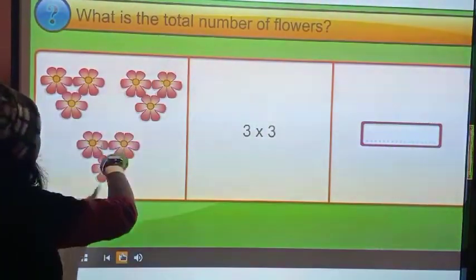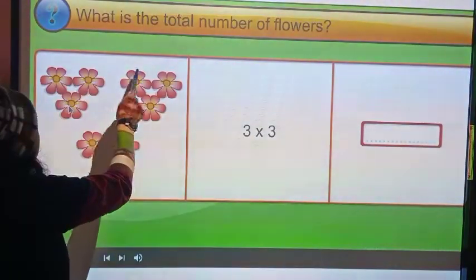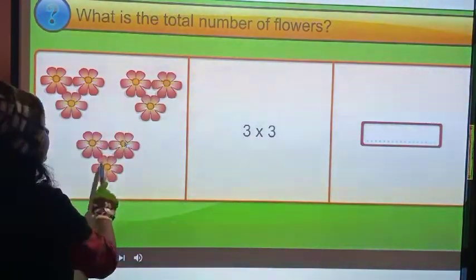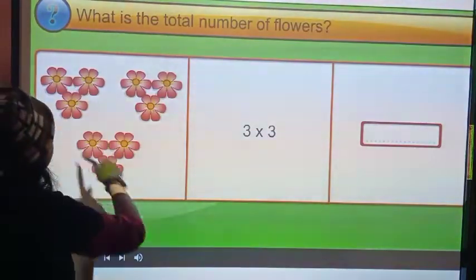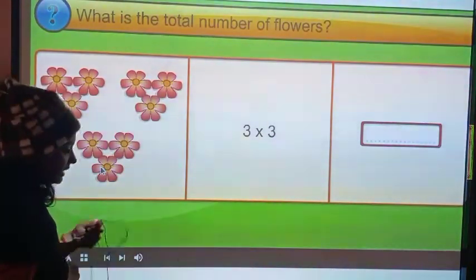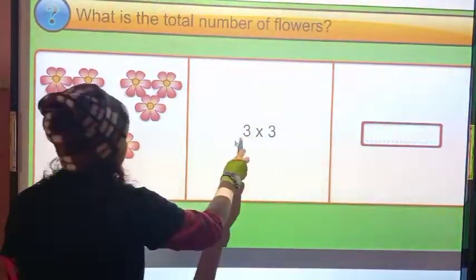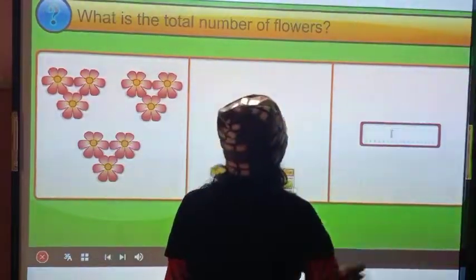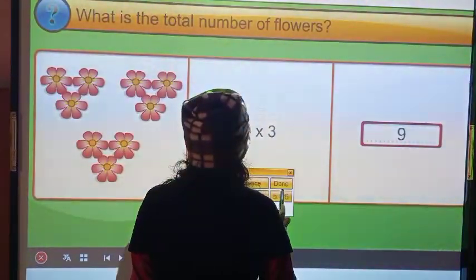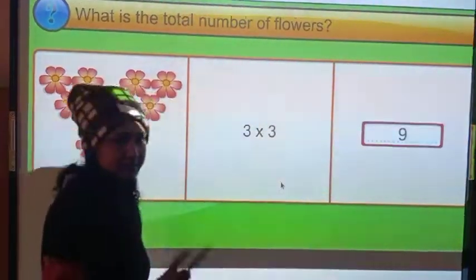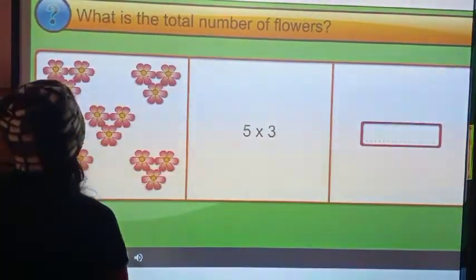How many flowers are there? 1, 2, 3, 4, 5, 6, 7, 8 and 9. There are 3 groups, and in each group there are 3 flowers. 3 multiply 3, this is 9.